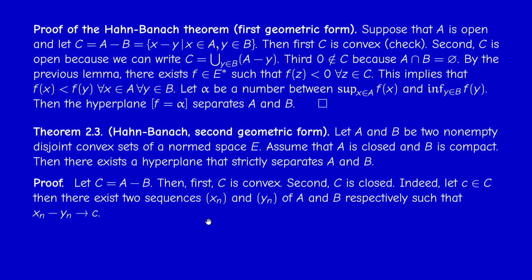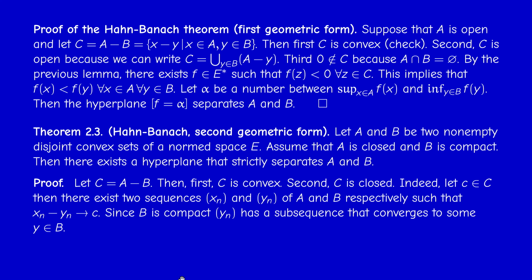How do I prove that a set is closed? I take an element in the closure, so this is C bar actually. So I prove that the closure of C is contained in C. This is the strategy. So I take c in C bar. Then by the standard result in topology, we can find a sequence in C converging to c. Now this sequence in C is necessarily of the form xn minus yn, where xn is in A and yn is in B.